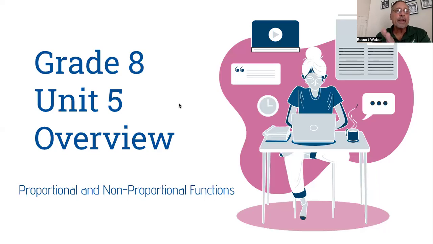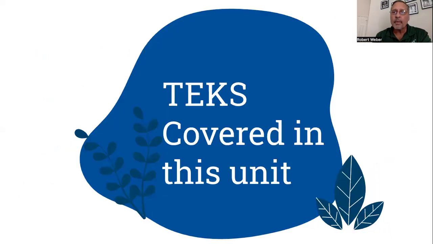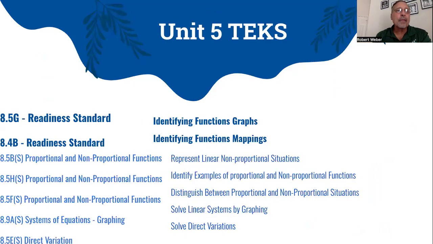So you can see grade 8, unit 5 overview of proportional and non-proportional functions. TEKS covered in the unit. 8.5G is a readiness standard, identifying functions from graphs. 8.4B is a readiness standard, identifying functions from mappings. 8.5B is supporting. 8.5H is supporting. 8.5F is supporting. 8.9A, systems of equations, is supporting. And then direct variations is 8.5E.